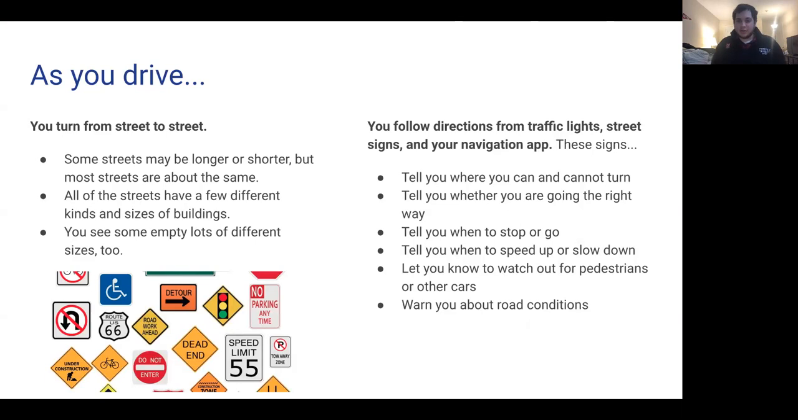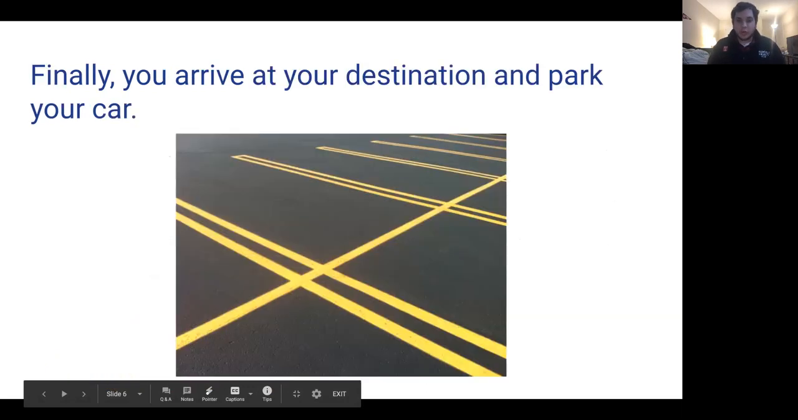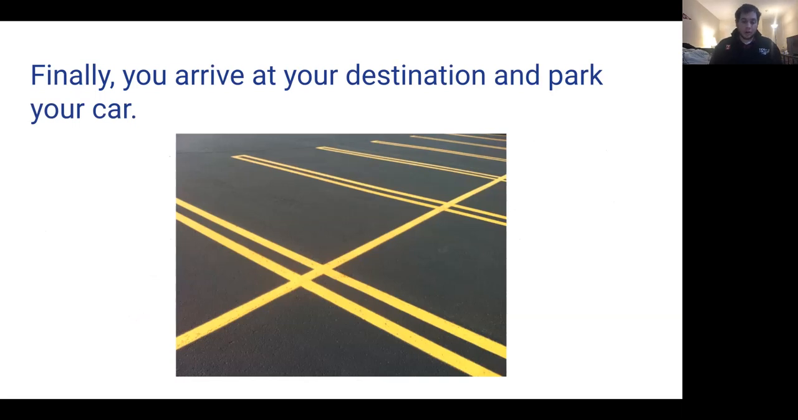As you're driving, you follow directions from traffic lights, street signs, and your navigation app. These signs tell you where you can and cannot turn, whether you're going the right way, when to stop or go, when to speed up or slow down. They also let you know to watch out for pedestrians or other cars, and they can warn you about road conditions, like if there's road work or if a road is closed. Finally, you arrive at your destination and park your car. Note that there are double lines there. That's important later.